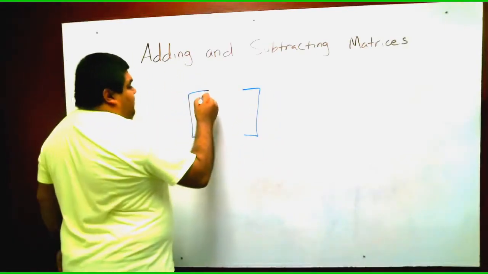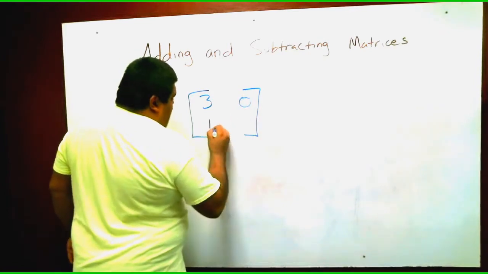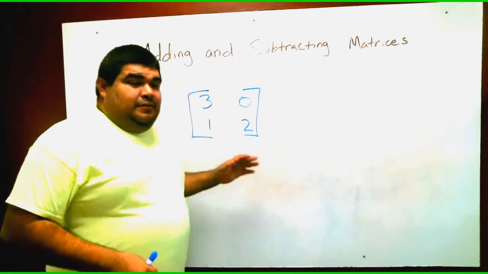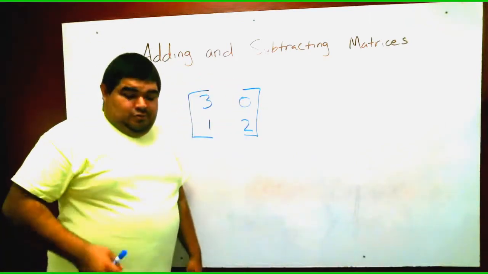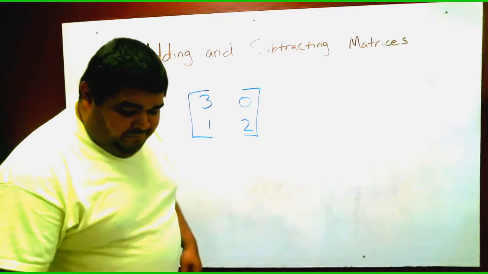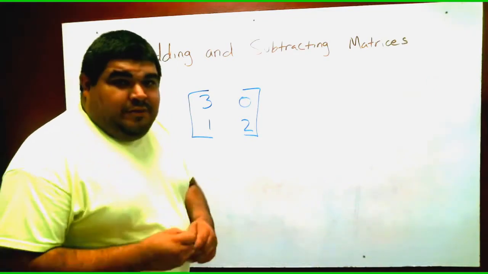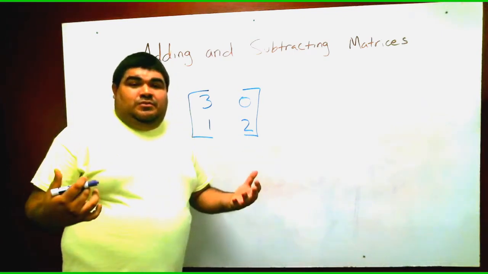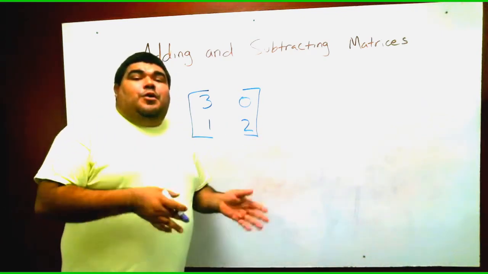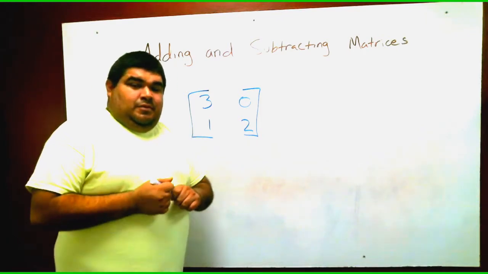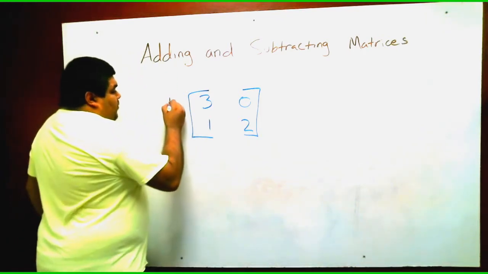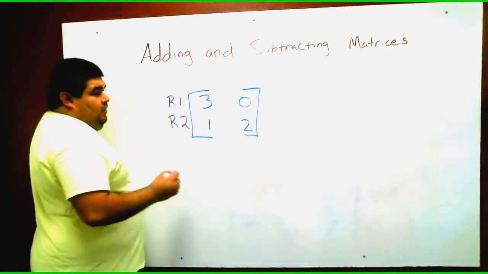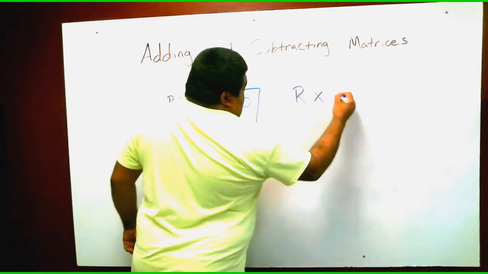Meaning, let's plug in some numbers. We have a 3, a 0, a 1, and a 2. Notice that this one is a 2 by 2. How do you know that? The way we know is we count how many columns times how many rows. Okay, well, technically it's the other way around. Row times column. Okay, so we have row 1, row 2. So it's row times column.